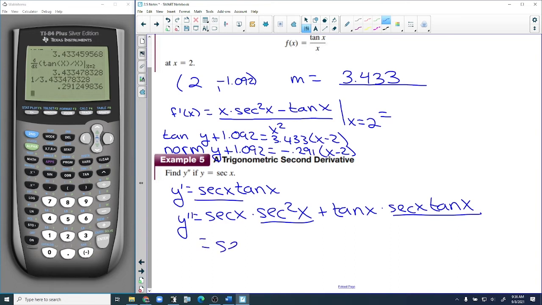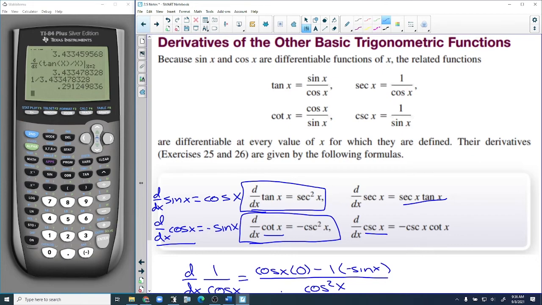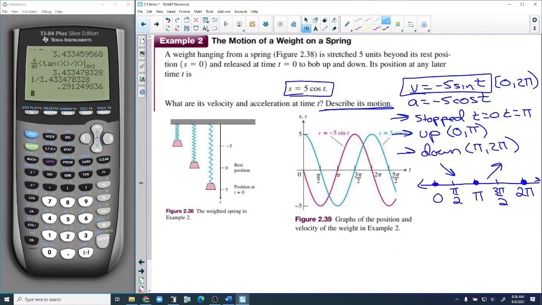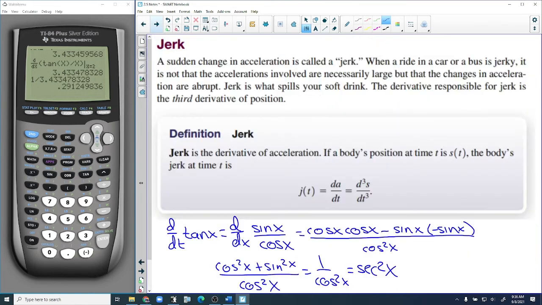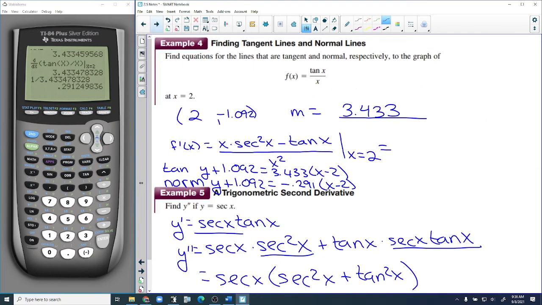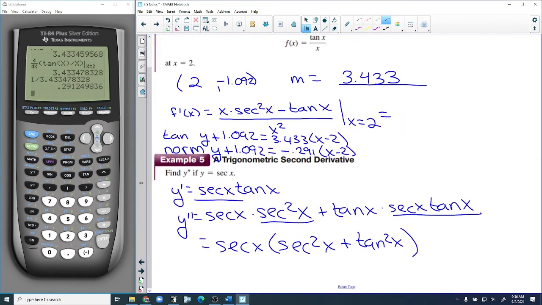But I can factor a secant out of this, and we get secant times secant squared x plus tangent squared x. Oh, I have a possible Pythagorean identity. Secant squared plus tangent squared has a chance to be 1. But if we look back to where we wrote those down, all the way back, yeah, here. Secant squared minus tangent squared is 1. So we don't have a Pythagorean identity. If it was minus, we would have it, but it's not. So that's our answer. We cannot change that.